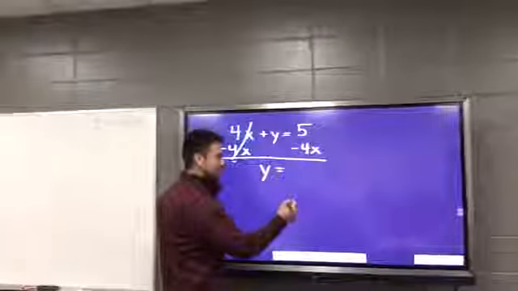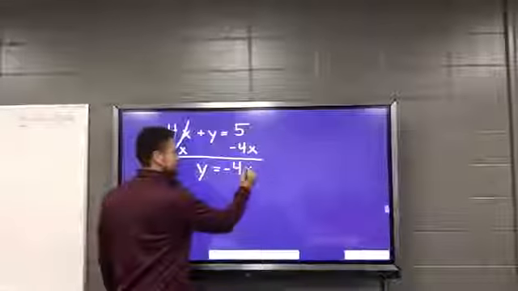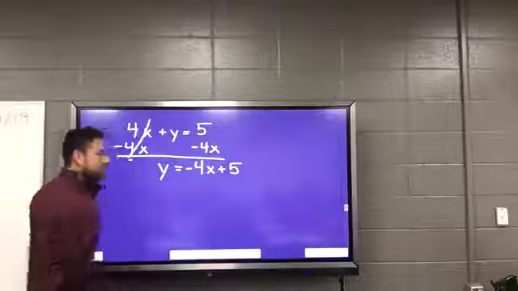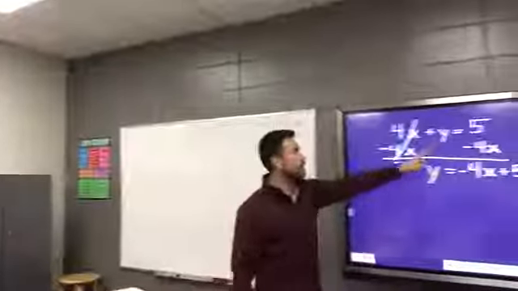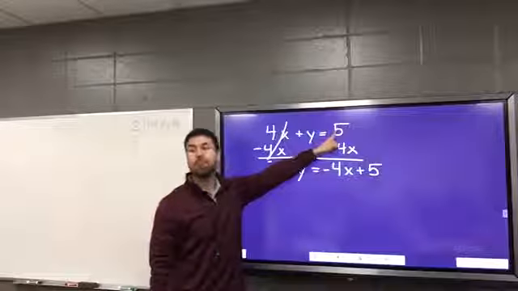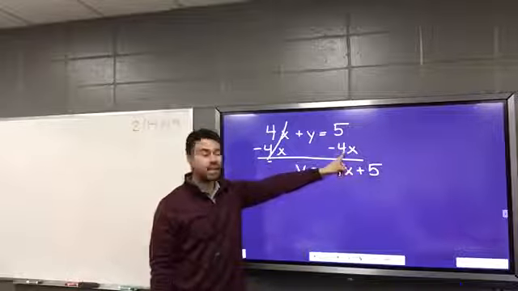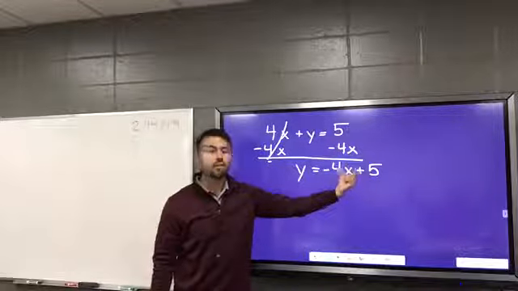What's the other option? 5. Negative 4x plus 5. That's the other option. That's the only option. What sign does 5 have? Positive. What sign does 4x have? Negative. Is that still true here? So we wrote it the same way.